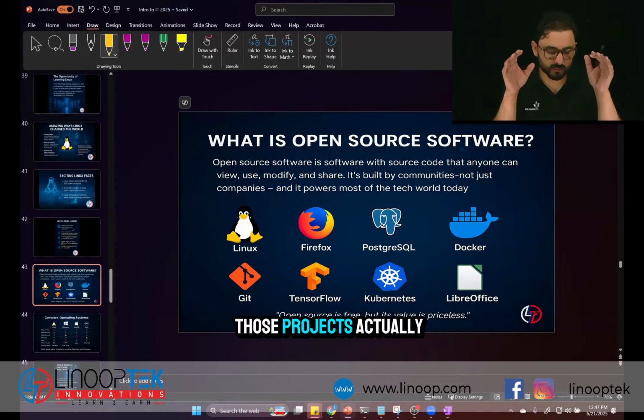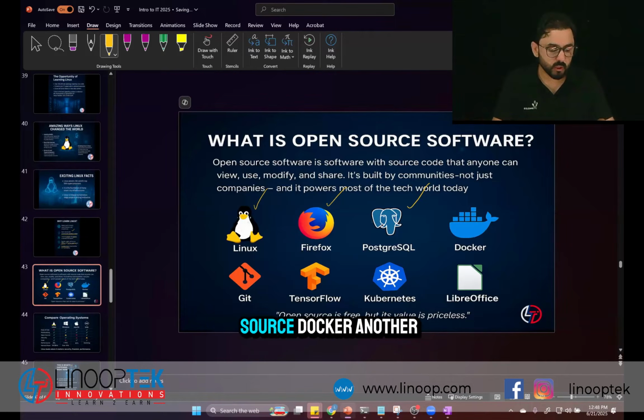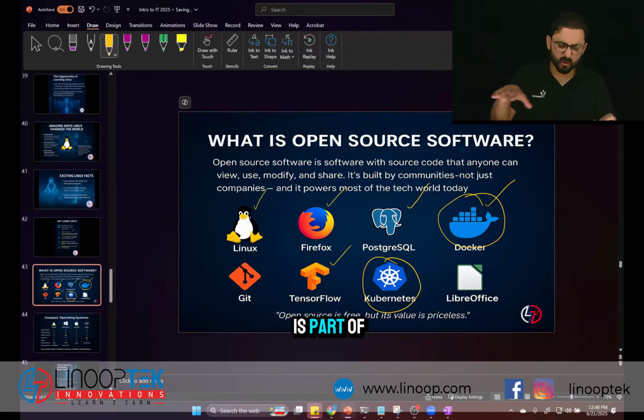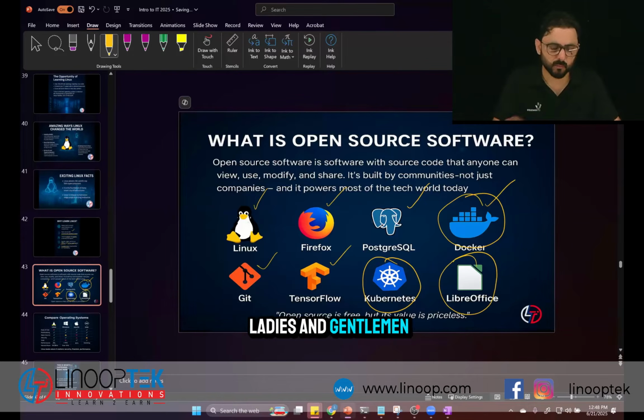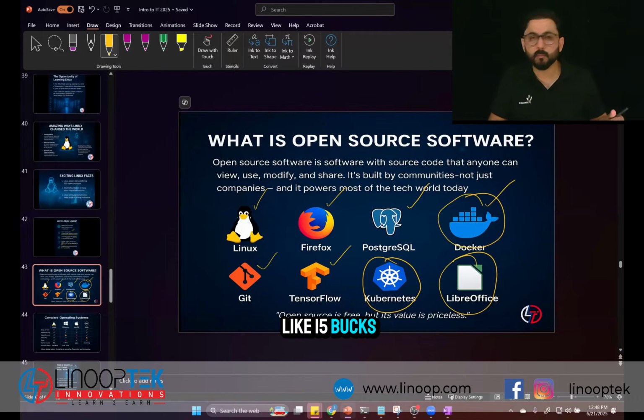So some of those projects that actually changed the IT industry: Linux, number one. Firefox is also open source. You don't pay anything for that. Database, PostgreSQL is also open source. Docker, another. We're going to learn Docker in this class, by the way. Kubernetes, we're also going to learn in this class, ladies and gentlemen. TensorFlow, I think this is part of some AWS. Git, version control. LibreOffice, ladies and gentlemen, which is equivalent to your Microsoft Office suite. If you're running Linux, you get a free Office. By the way, right now you're paying for the Office. I don't know how much you guys pay, but I pay like $15 per month.